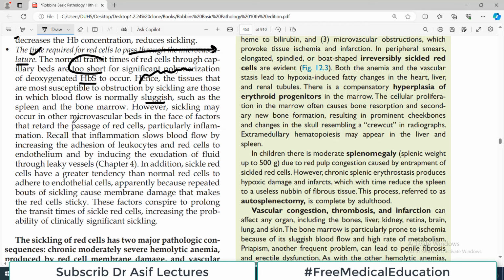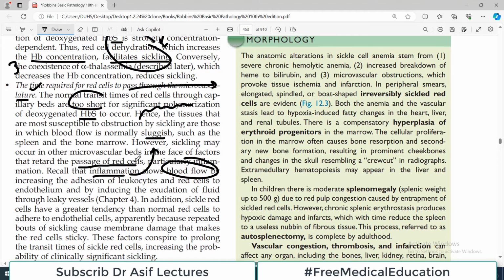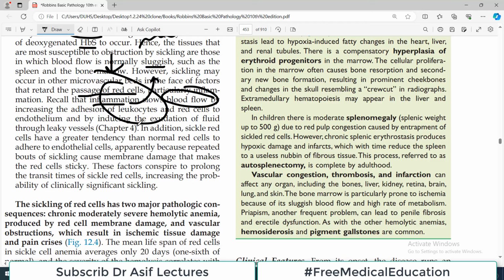However, sickling may occur in other microvascular beds in the face of factors that retard the passage of red blood cells. Recall that inflammation slows the blood flow and therefore increases the chances of sickling. So, दो important factors अभी तक हमने बात की है. Dehydration will increase sickling. Inflammation will increase sickling. Very important because you know inflammation is very common. किसी भी वजह से infection हुआ, inflammation हो रही है. किसी भी वजह से autoimmune disorder है, inflammation हो रही है. That will increase the chances of sickling.